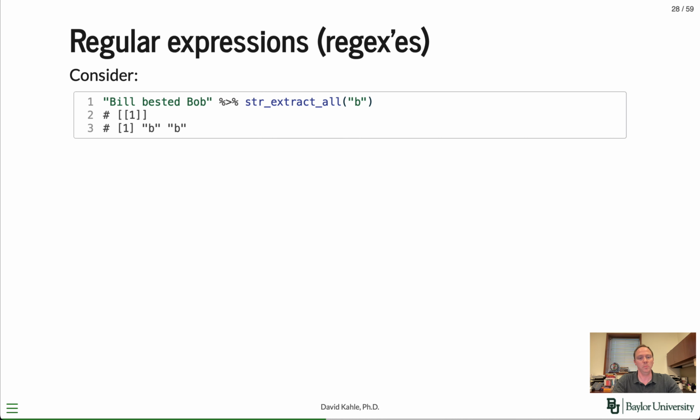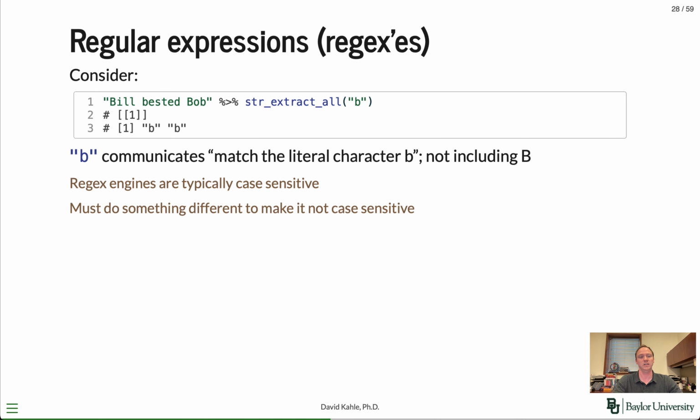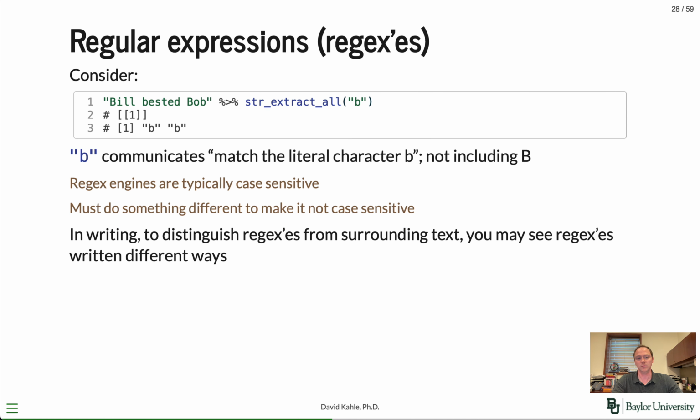Look at this sentence: Bill bested Bob. str_extract_all with b. That b there is a regular expression, but notice that it did not match the B of Bill. What's going on here is that b is communicating: match the literal character b, in the sense of lowercase b, not including the uppercase B. Regex engines are almost always case sensitive by default. So when you say match lowercase b, it's going to match only the lowercase b's, not the uppercase B, and you're going to have to do something to make it not case sensitive.